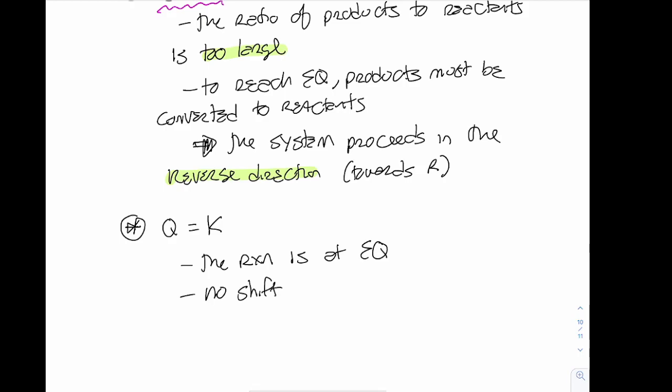Remember, it is a dynamic state. We're not going to say it's not going to react. It's just that it's going to go towards products and reactants at the same rate. So no shift in direction. Equilibrium is a dynamic state. The forward and reverse direction are still occurring. It's not like it stops or doesn't do anything. It's just that the rates in both directions are equal. So no shift in direction.